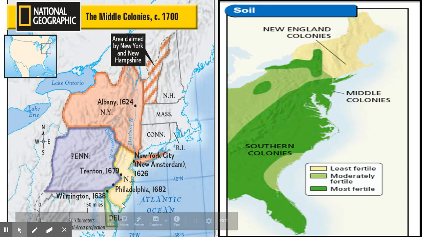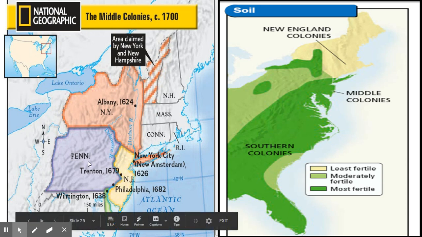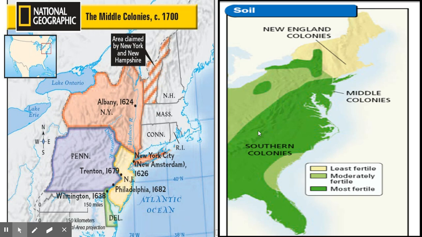You have New Jersey. You're going to have Philadelphia, and you're going to have Pennsylvania. Now, like we talked about, in these middle colonies you'll see that they kind of have a little bit of both worlds in them. Really all three.